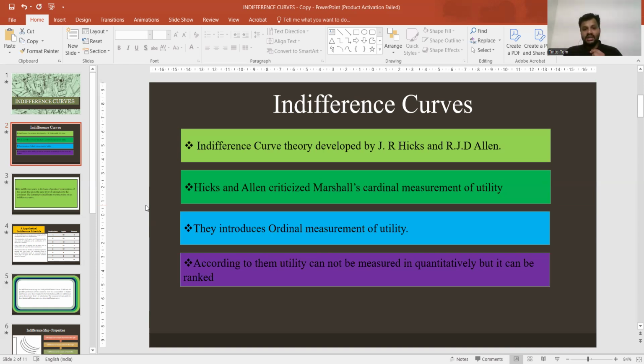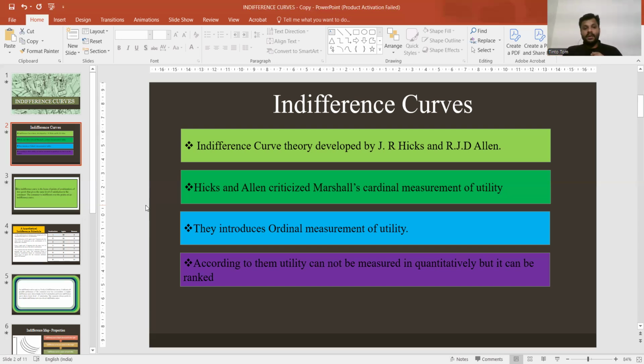So that's what R.J.D. Allen as well as J.R. Hicks conveyed in the ordinal approach. So the indifference curve is mainly connected with the ordinal approach. What is the ordinal approach? It is a question we have to consider here. The ordinal approach conveys the idea that we cannot measure the satisfaction. Instead, we can rank the satisfaction. So the indifference curve is a device or tool in order to measure or rank the satisfaction.